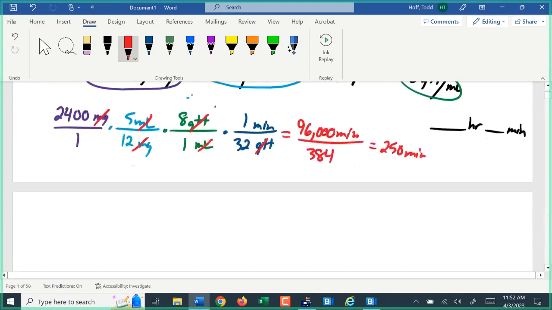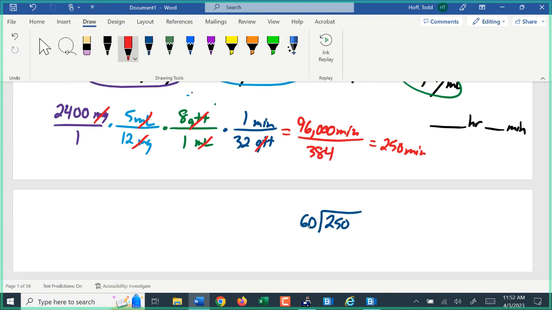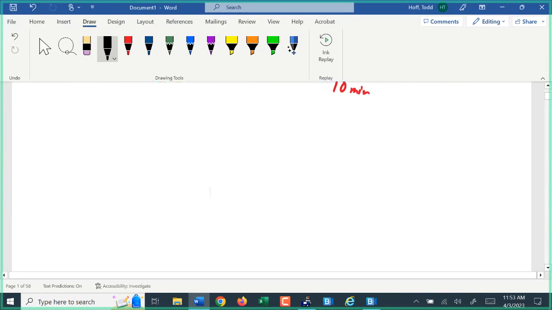So once again, we'll do that conversion. Rather than setting it up, I'm just going to do 250 divided by 60. We see that 60 goes into 250 4 times, so that's going to be 4 hours. 4 times 60 is 240. We subtract, there's 10 left over, so that's 10 minutes. So this would take 4 hours and 10 minutes to infuse that medication into the patient. So that would be the point. 4 hours and 10 minutes in would be when we would want to change that IV bag.